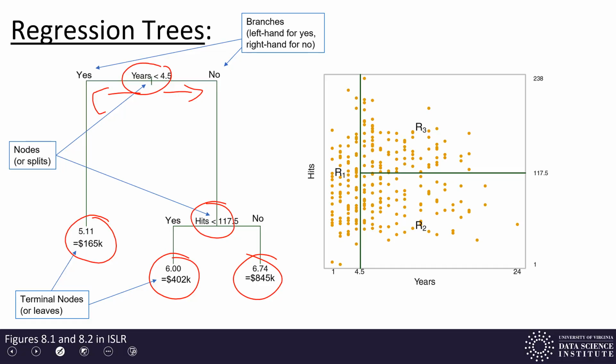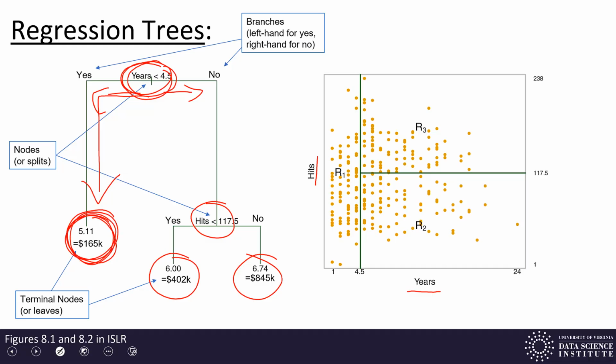Now, we can look at this left-hand side that we have the regression tree. On the right-hand side, we have a plot of our data set, a scatter plot, years on the horizontal axis, hits on the vertical axis. So if we look at data points that come in and we look at this regression tree with years less than 4.5 and we follow this left-hand branch, then we arrive at this leaf or this terminal node 165,000.